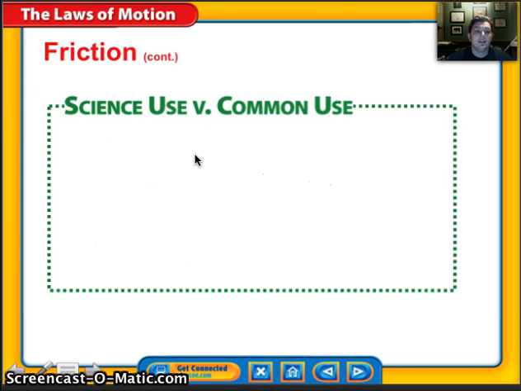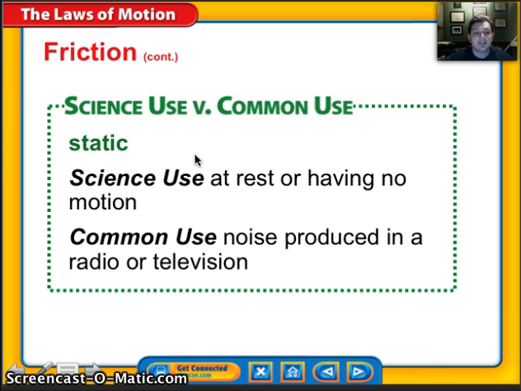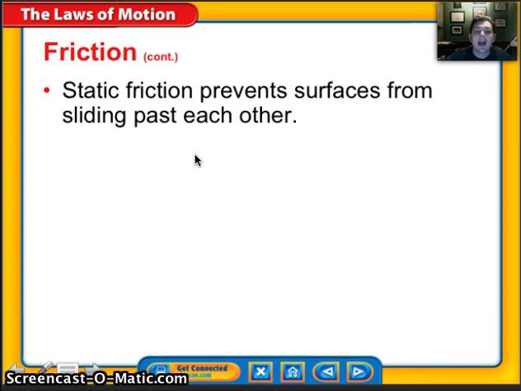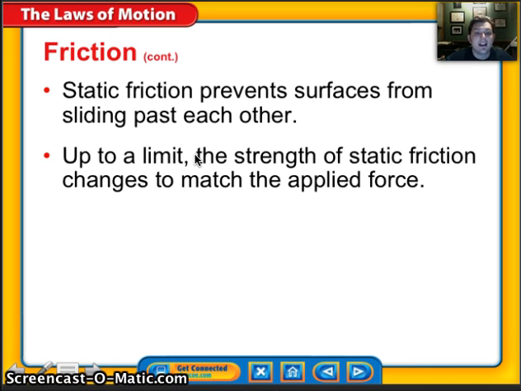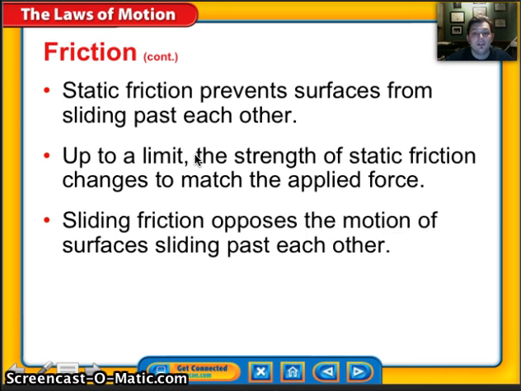So, static. Science uses it as at rest or having no motion, whereas common use is noise produced in a radio or television. Static friction prevents two surfaces from sliding past each other. If you're just sitting here, you're not going to slide past because there's static friction going on. Up to a limit, the strength of static friction changes to match the applied force. And sliding friction opposes the motion of surfaces sliding past each other.